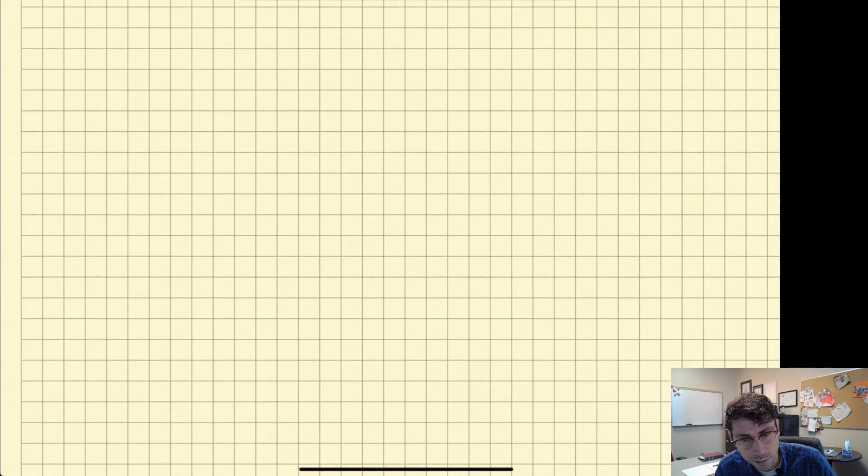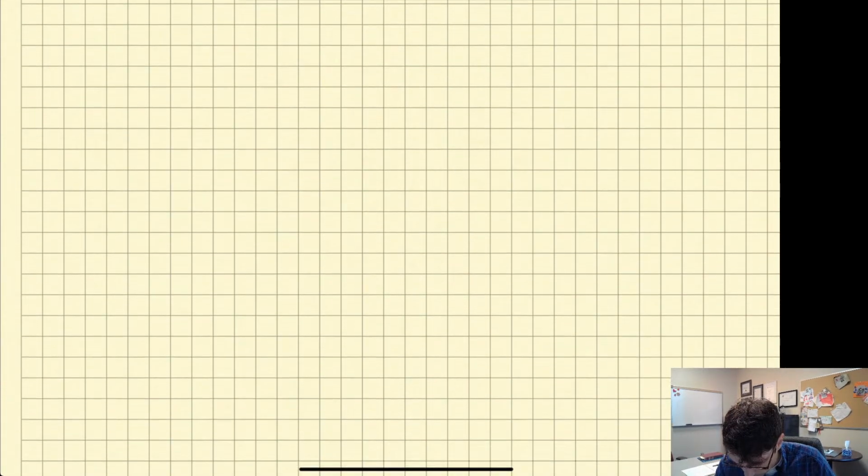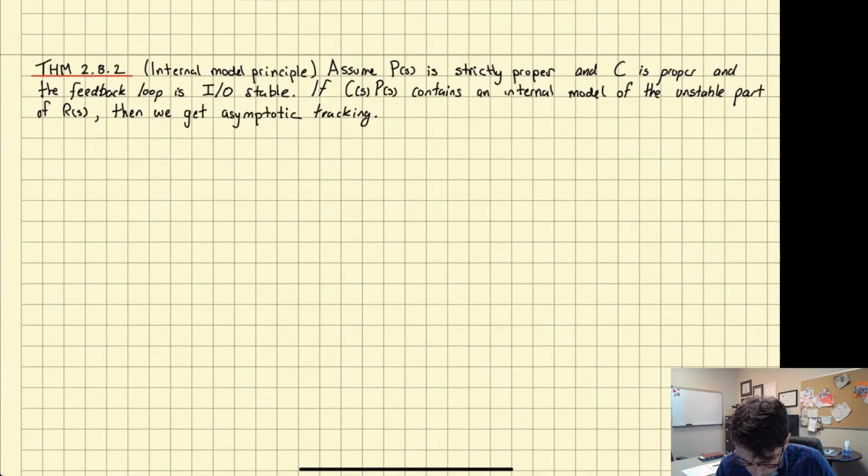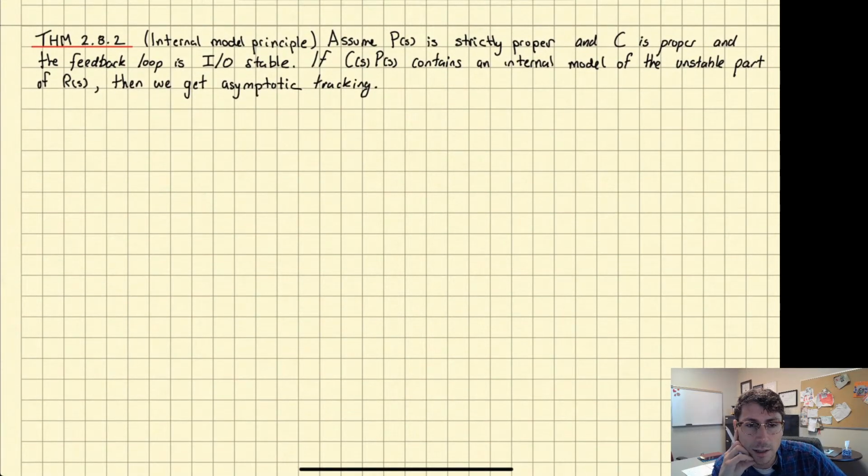That led us to this statement below, which I started writing last time but didn't actually complete. This is the so-called internal model principle of control. Let's read it, and then I'll try to interpret it. You should keep in mind the intuition of the step.